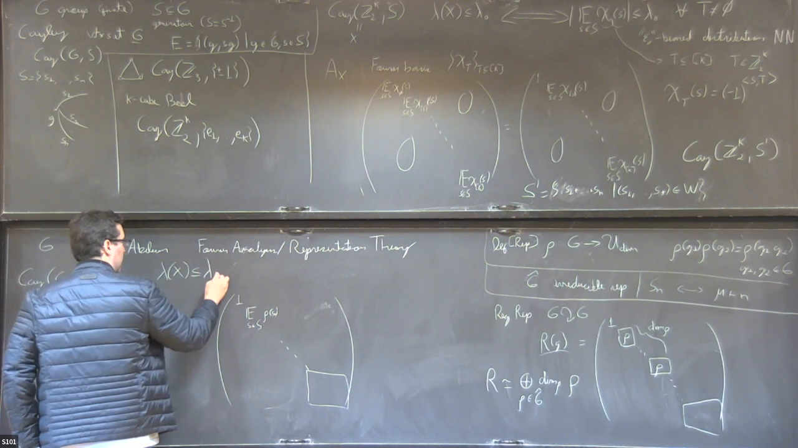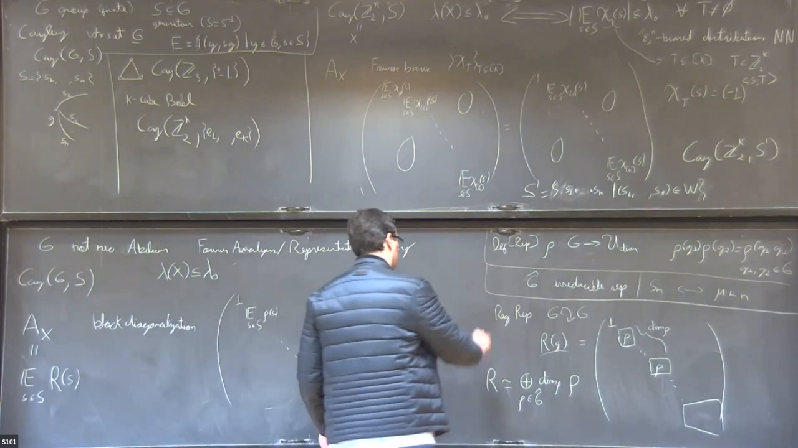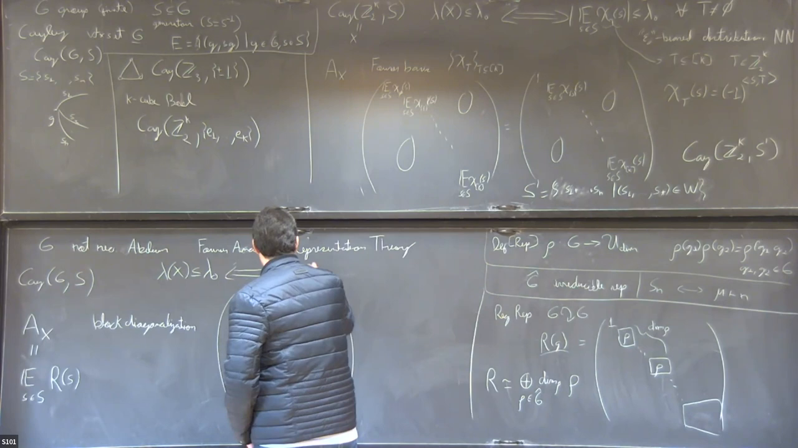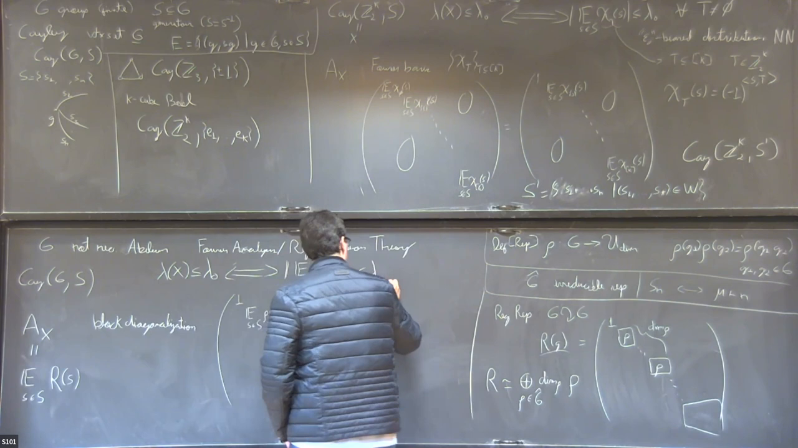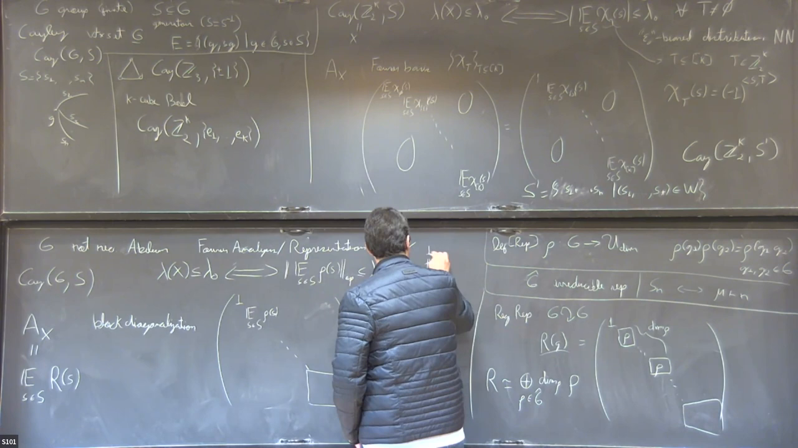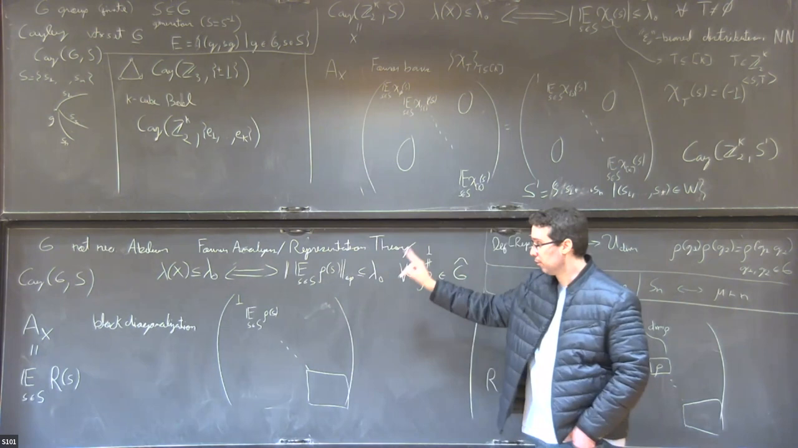Once we have this very nice block diagonal decomposition, it's telling us that for every non-trivial irreducible representation, the expectation over s belonging to S of rho of s, in terms of operator norm, is going to be at most lambda-naught. This holds for every representation different from the trivial one belonging to the set of irreducibles. So this is the condition from before. Before it was just one-dimensional characters; now it's larger matrices, right?